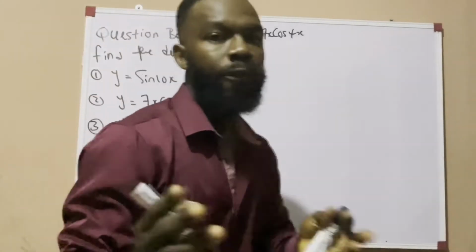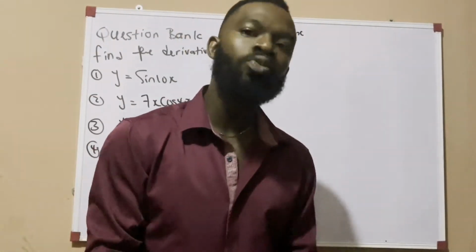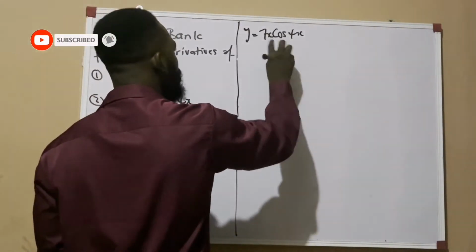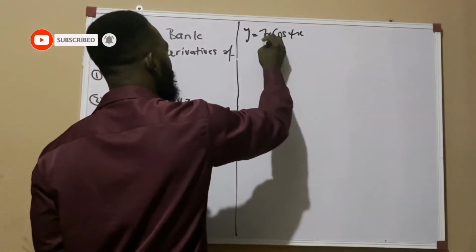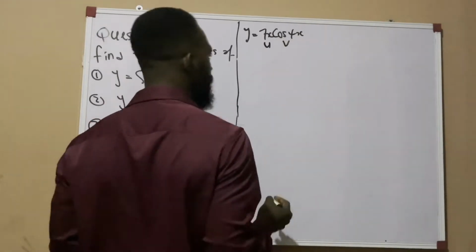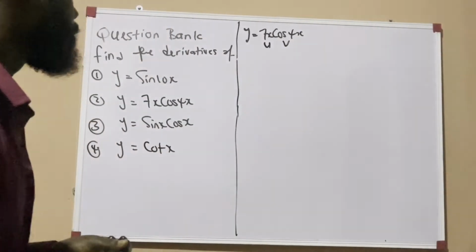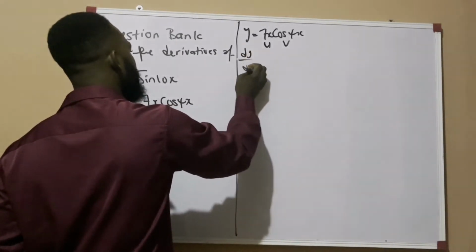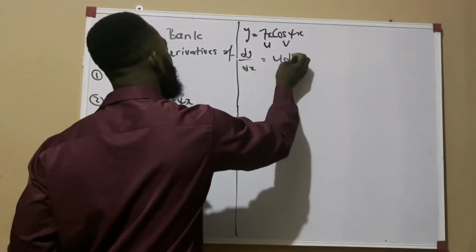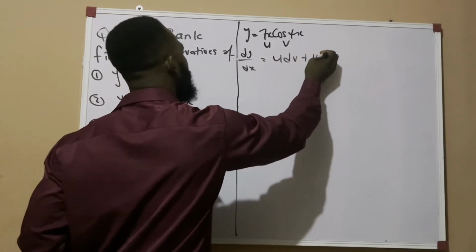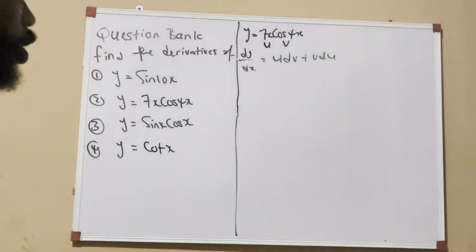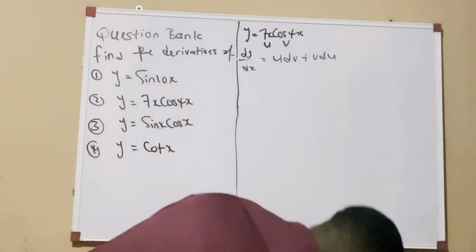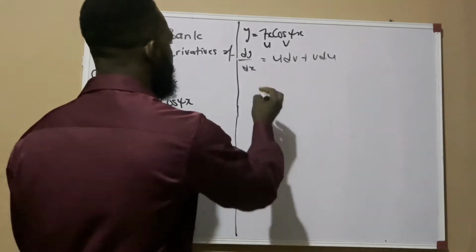Now, in product rule, you have two functions, and the functions' names are u and v. So my first function is u, which is 7x, and my second function is v, which is cos 4x. Applying our product rule says dy over dx is u dv plus v du. Now, u dv means hold u, differentiate v, and v du means hold v, differentiate u.